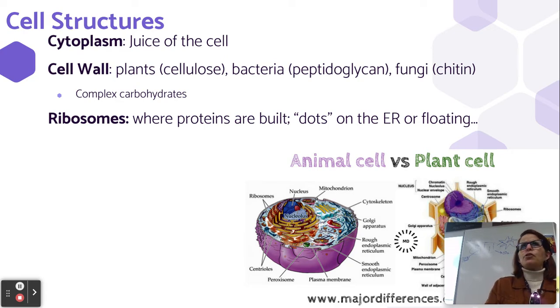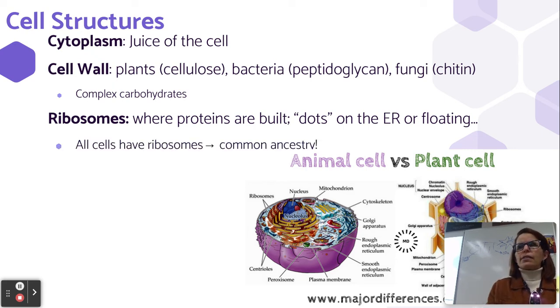All right, and then ribosomes. We'll come back to ribosomes when we talk in our DNA unit about how proteins are built, but that's where proteins are built. They look like little dots, and they're on the rough ER, or they're free, floating around in the cytoplasm. All cells, prokaryotes and eukaryotes, have ribosomes. So that's an indicator of common ancestry. They use that as evidence of common ancestry.